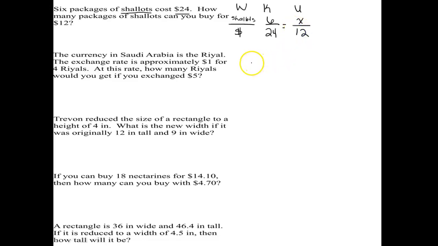Now, of course, I think the majority of you could do this in your head, but I want to show you how to set up the proportion, okay? So now you do the same thing we've been doing. You cross multiply. 24 times x equals 6 times 12, which is 72. 72 divided by 24 is 3. So when you divide both sides by 24, you get x equals 3. So that means you can buy 3 packages.